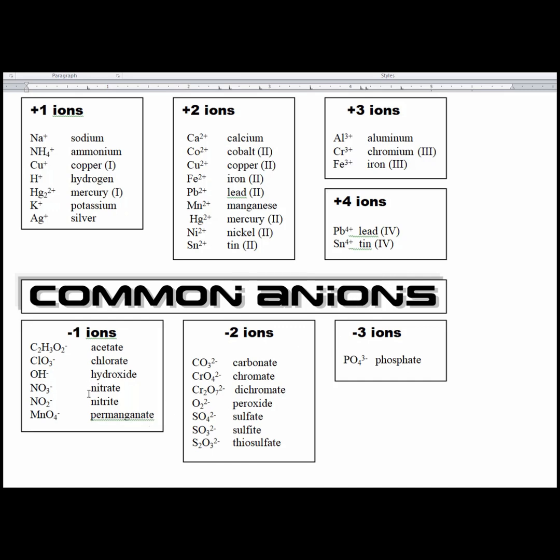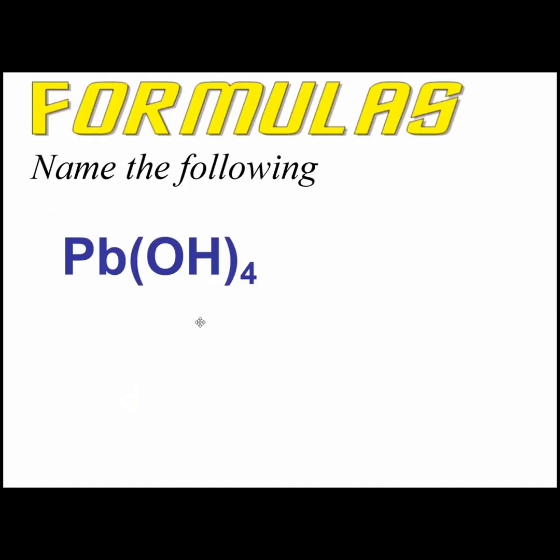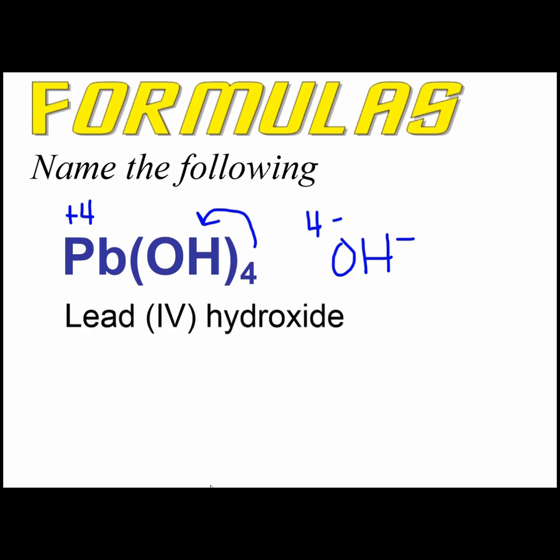Hydroxide is OH-. So again, we can use the charge on the anion, OH-, to help us decide which ion of lead is present. So if we have 4 of these hydroxide ions, that means we have a total of 4 negative charges. So the lead would have to supply 4 positive charges to balance out the hydroxide ions. Therefore, this would have to be lead 4 hydroxide.